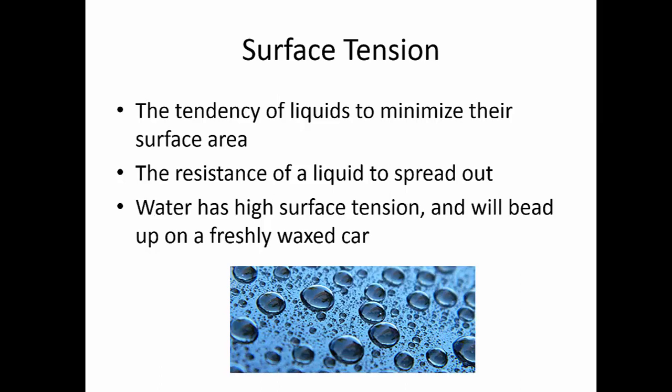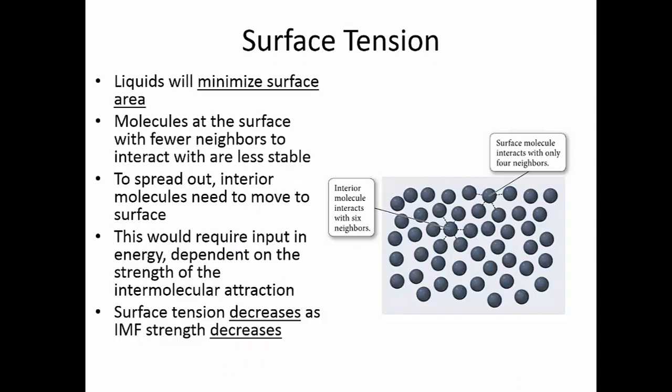Okay, so surface tension is the tendency of liquids to minimize their surface area. Basically, it's the resistance of a liquid to spreading out. Water has a high surface tension. We'll see it bead up on a freshly waxed car. Molecules at the surface have fewer neighbors they're interacting with, and they're less stable energetically. And in order for the liquid to spread out, those interior molecules in those more stable positions would need to move to the surface. And this would require an input of energy.